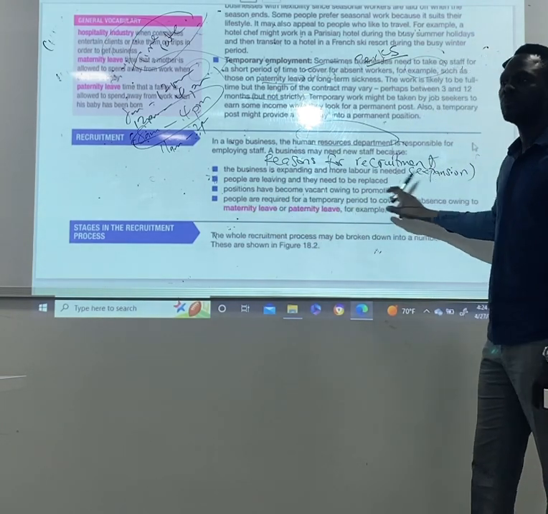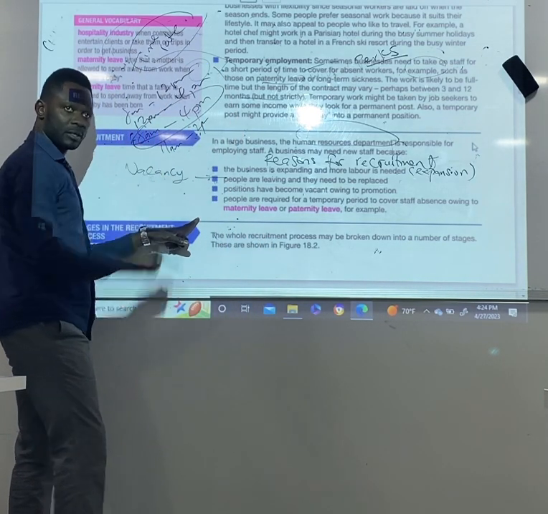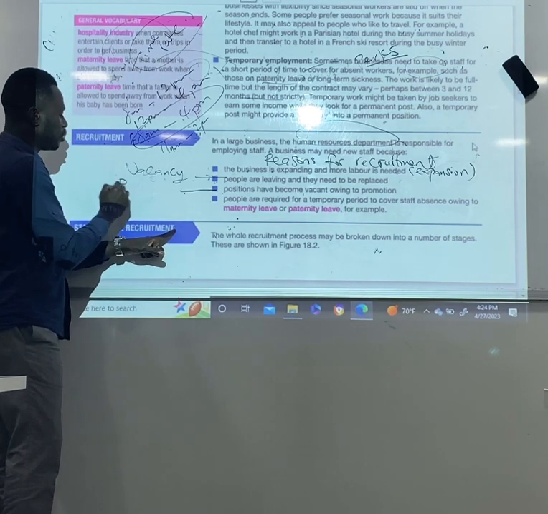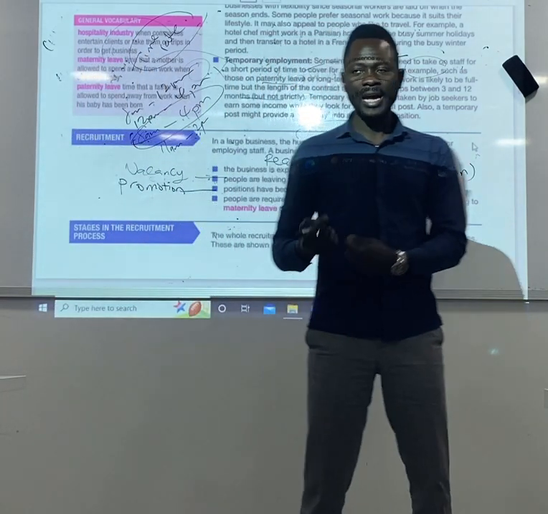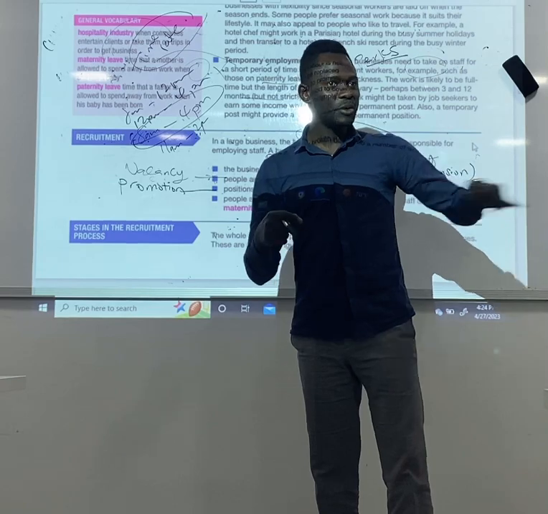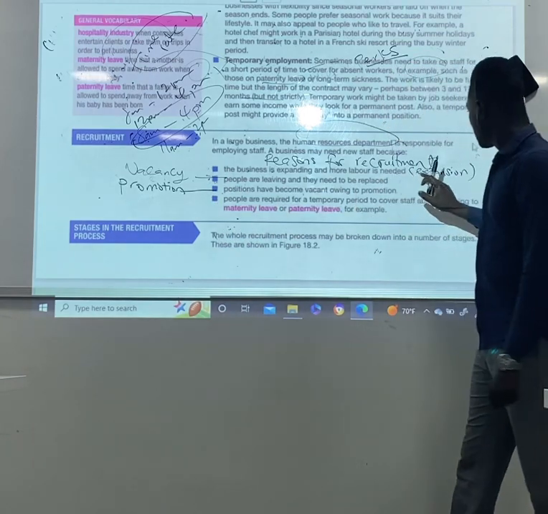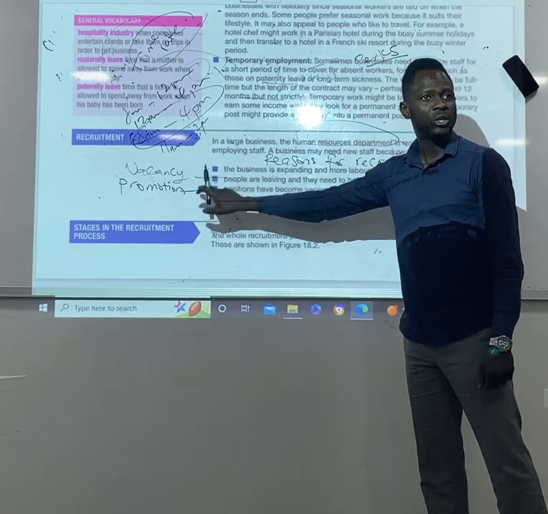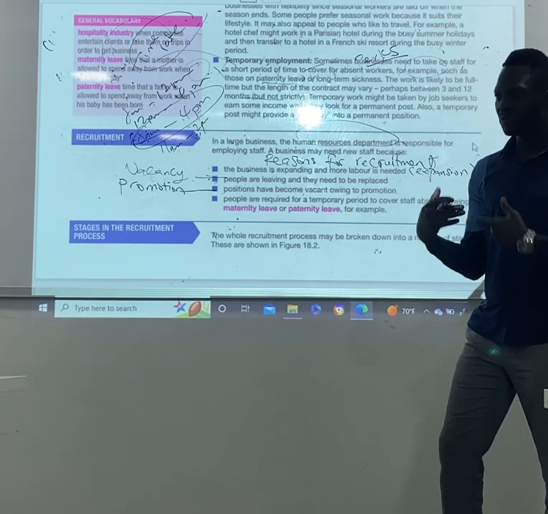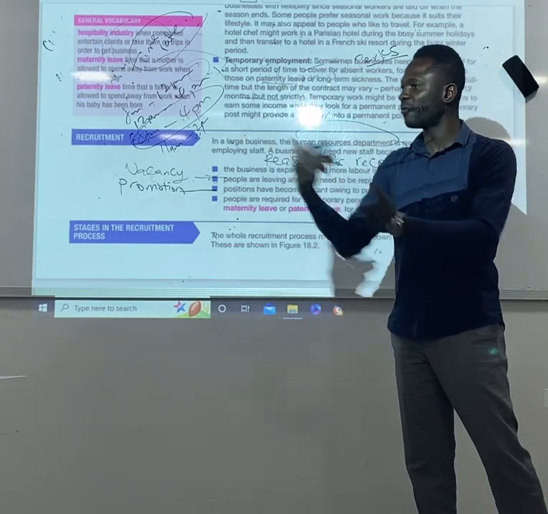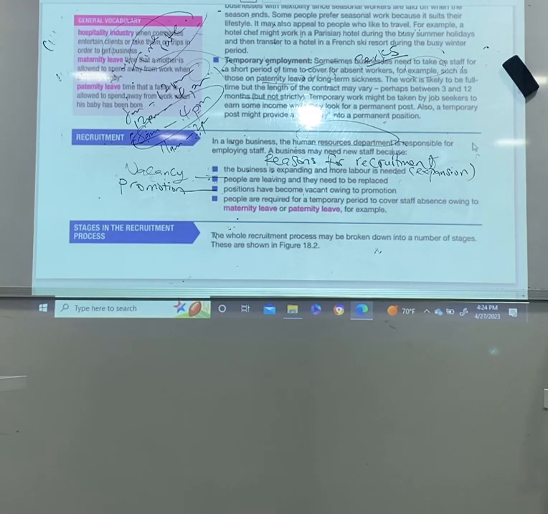The third one: positions have become vacant owing to promotion. Here, this is vacancy. Here, promotion. So maybe I'm an assistant manager and I become a manager. That means we need a new assistant manager. So the first reason is expansion. The second one is vacancy. The third one is promotion. Is that clear? What is promotion? Uplifting. You have given someone a position that he or she did not have before, a higher position. That's promotion. I think it's clear.